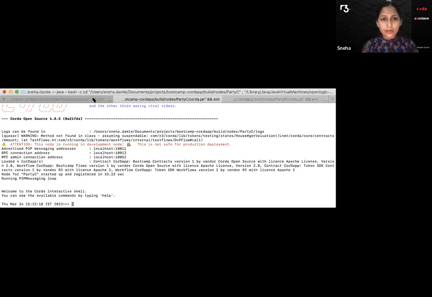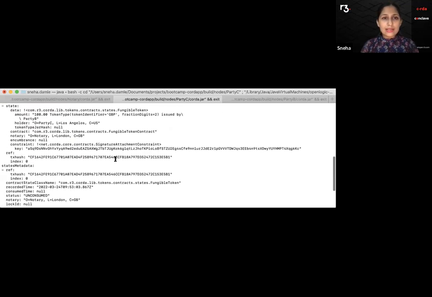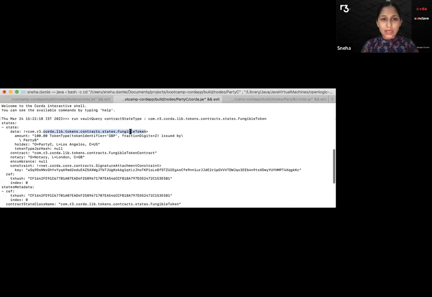Yeah, the flow is completed. So let's fire and see if the fungible token has been created on the party C side. So this is the fungible token which has been created. And if you see, the amount is 100 and the underlying token type is GBP. And this has been issued by party B. And the current holder is party C. So these are the different things which you can see on the party C side. Now let's move on and run the first flow.